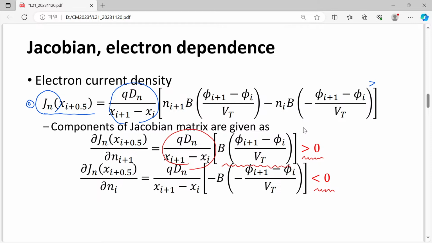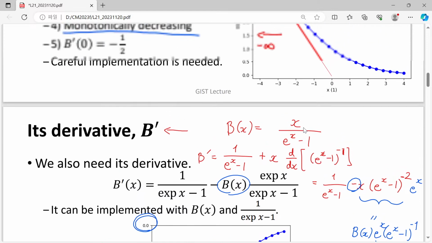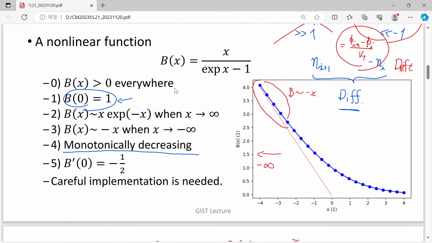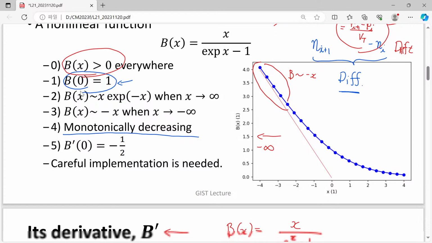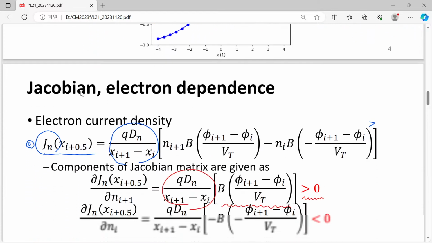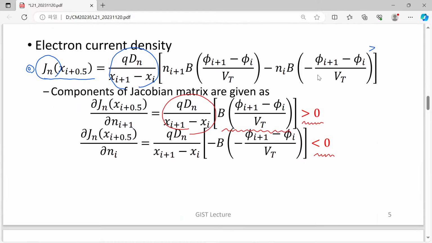And what was the property of the Bernoulli function? It is a monotonically decreasing function. However, at the same time, it is always a positive function everywhere. So now we can say that, although we don't have the exact value of a Bernoulli function, it depends on the potential difference, we can certainly say that this component is always positive.